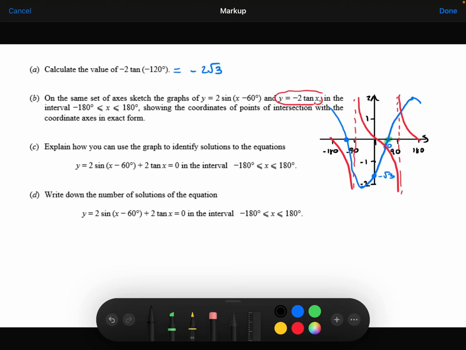Part C. Explain how you can use your graph to identify the solutions to the equation 2 sine (x minus 60) plus 2 tan x equals 0 in that interval.